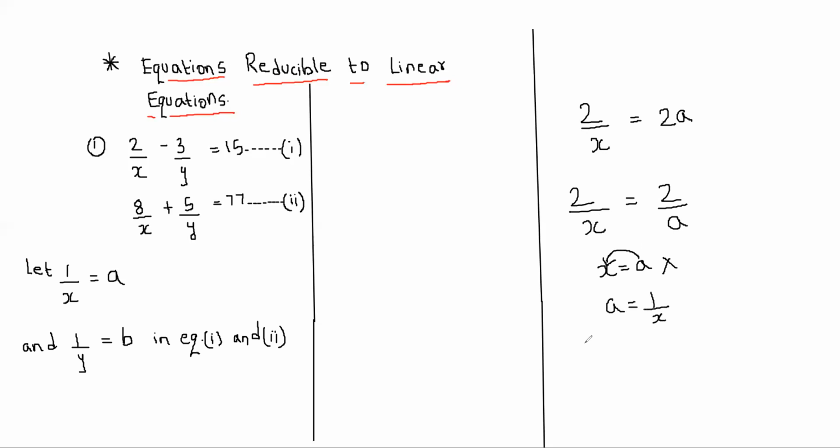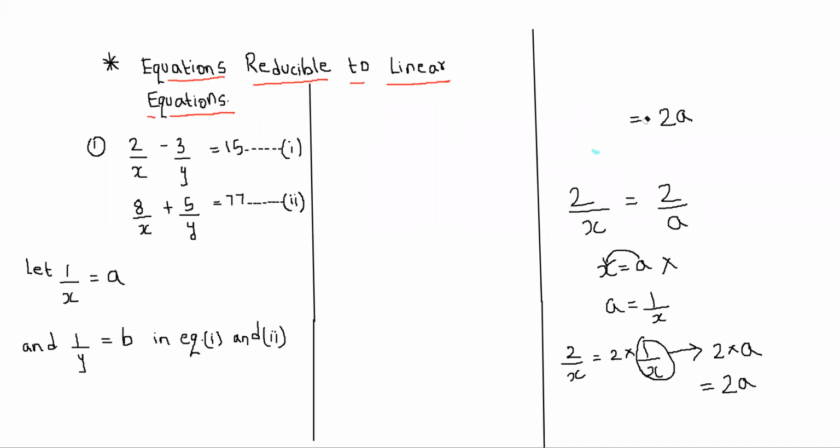Now, this means that 2 upon x can also be written as 2 into 1 upon x. Now, this complete 1 upon x will be substituted by a. So 2 into as it is, and 1 upon x will be substituted by a. Hence 2 upon x becomes 2a. I hope you have understood this part. So 2 upon x is 2a, students.